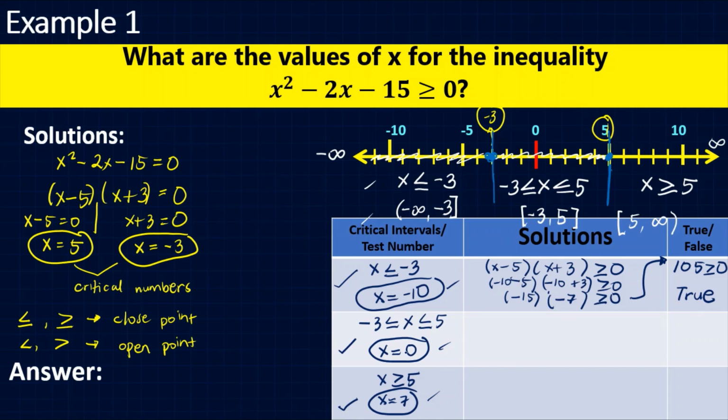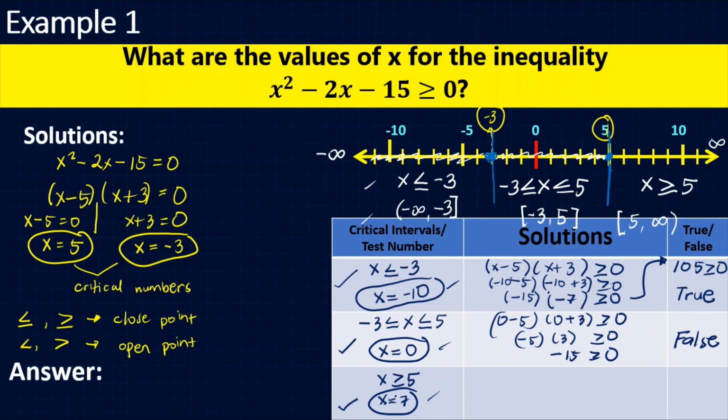Next, how about this? If x is equal to 0, so we have 0 minus 5 and then we have 0 plus 3 greater than or equal to 0. 0 minus 5, we have negative 5, times 0 plus 3 equals positive 3, then greater than or equal to 0. Negative 5 times 3, we have negative 15 greater than or equal to 0. So, is negative 15 greater than or equal to 0? No. So therefore, this interval does not satisfy this inequality. So this is false.